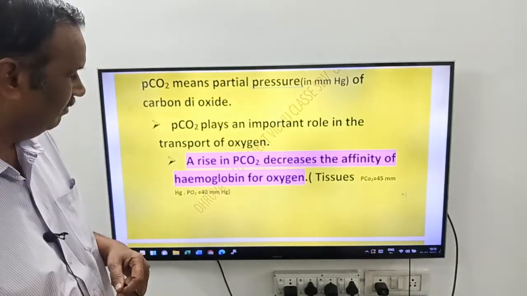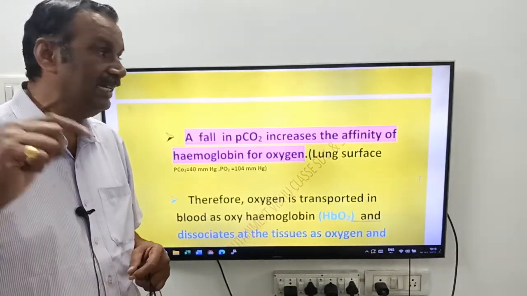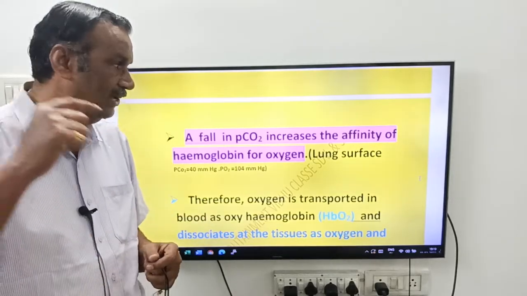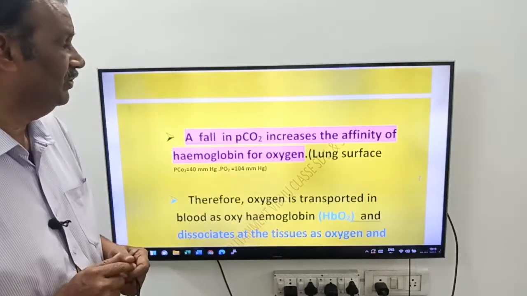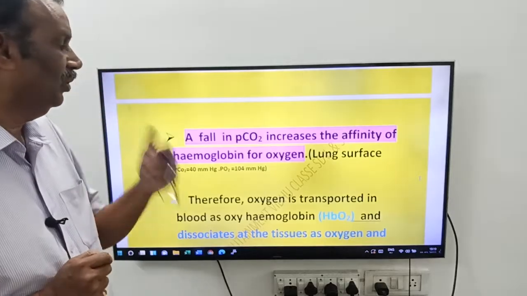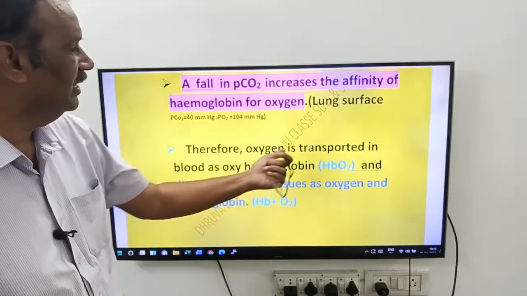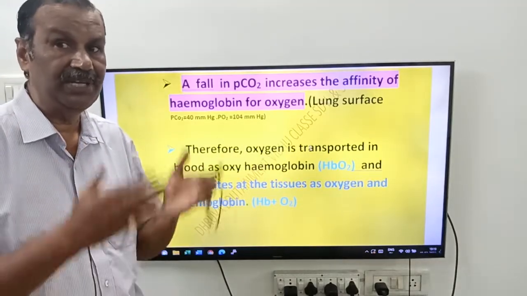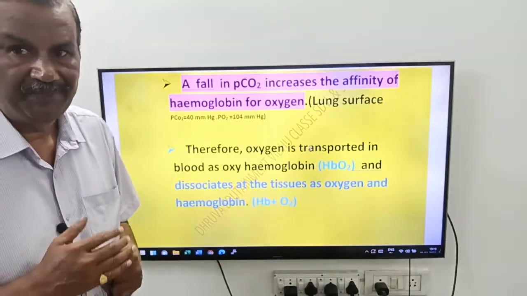Same, you have to write: a fall in pCO2 increases the affinity of hemoglobin for oxygen. A rise in pCO2 decreases the affinity of hemoglobin for oxygen. A fall in pCO2 increases the affinity. Due to this, the oxygen is transported in the blood as oxyhemoglobin. Hemoglobin plus oxygen gives rise to HbO2, which is called oxyhemoglobin.